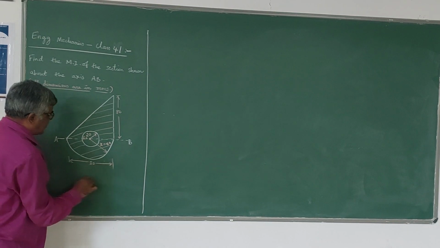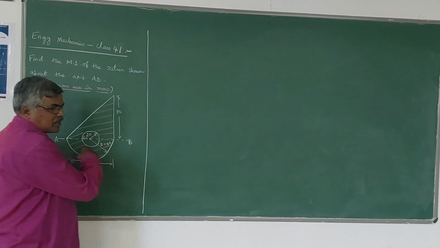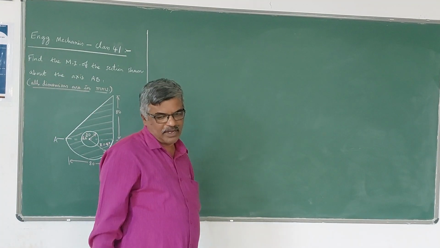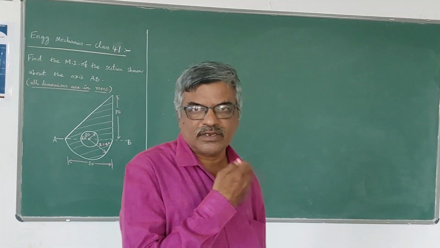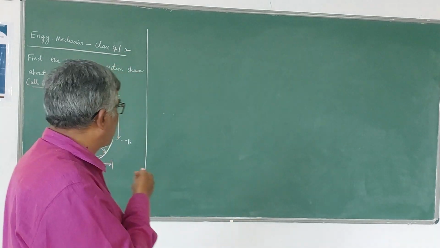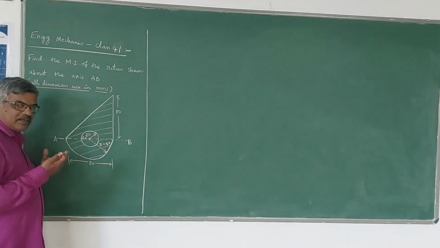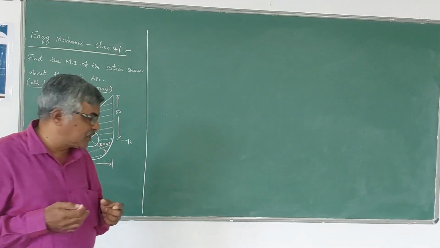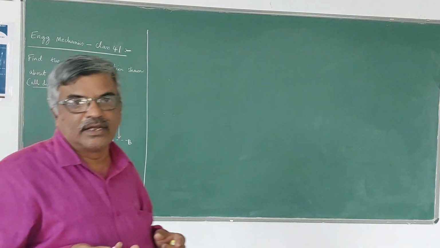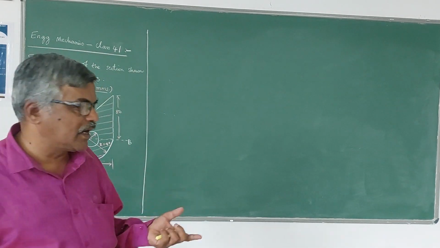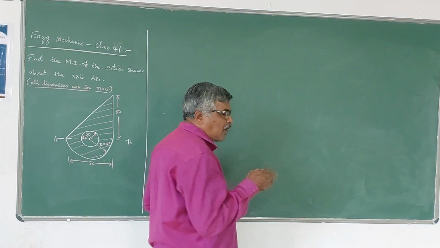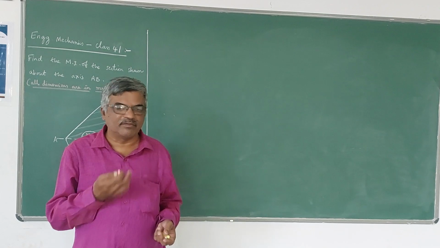Now here he has asked the moment of inertia about the base AB. Since it is similar to the last problem which I have explained in the earlier lecture, here we need not find the centroid of the composite section. We have not been asked the moment of inertia about the centroidal axis. Suppose we are asked, then how to do that I will explain later in the same video.